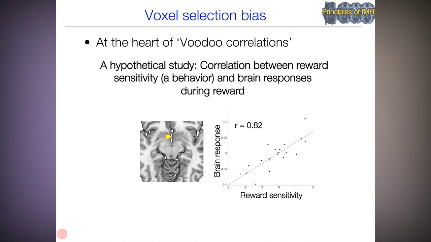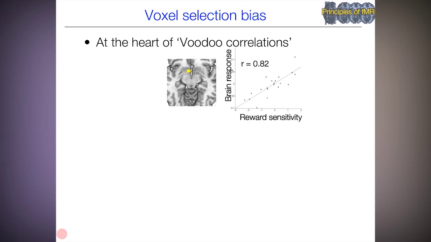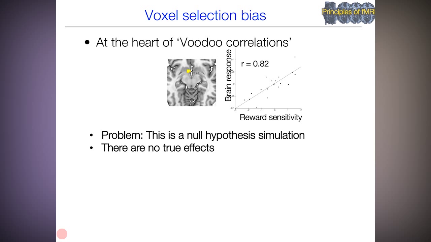Here's a hypothetical study. This is a correlation between reward sensitivity in the brain and behavior. So it might be a decision-making task. And this is a pretty typical finding. There's the nucleus accumbens right there. And I see this correlation between reward sensitivity behaviorally and in the brain of 0.82. It looks really great, right? Great finding, great paper. And the problem with this is that this is a null hypothesis simulation. There are no true effects. And how many times do I have to replicate a brain analysis before I find this null finding that looks really good? Once. It happens all the time.